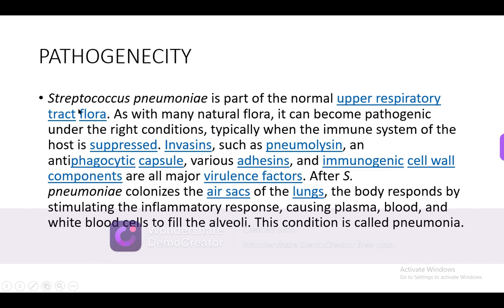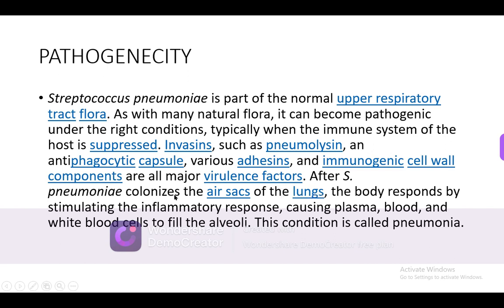Regarding pathogenicity, pneumococcus is a part of the normal parasitic flora. It is commensal. It will get the chance, if the immune system is suppressed, to invade, with factors such as pneumolysin. It has pneumolysin, an antiphagocytic polysaccharide capsule, various adhesins, and immunogenic cell wall components. They attract a chemotactic reaction; these are all major virulence factors.